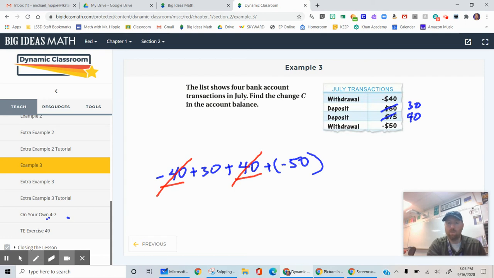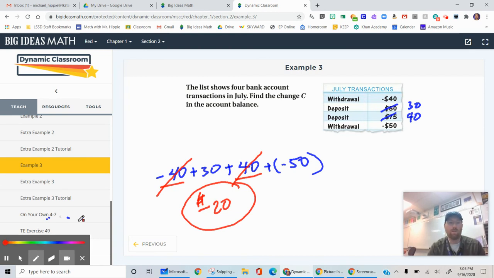And now I've got a negative 50 and a positive 30. The 50 is a bigger absolute value, so my answer is going to be negative something. So this time we've got no money in the account. We're actually in the negative. And then 50 minus 30 is 20. So the answer to this one would be a negative $20. All right.